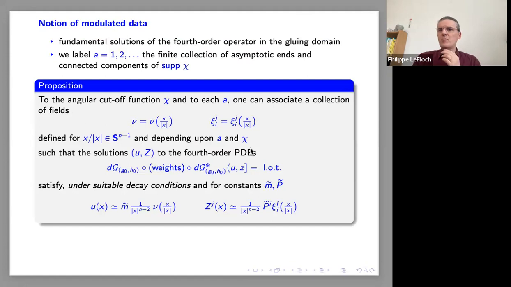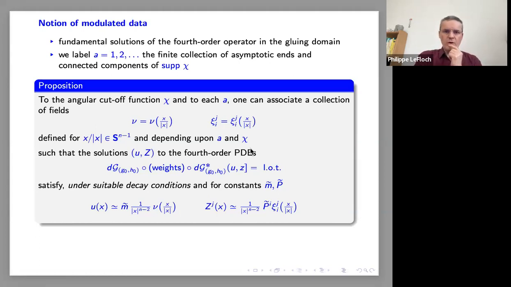And the ingredient comes from a kernel at infinity, basically, as you could guess. So we study the fundamental solutions of the fourth order operator, which is behind this analysis in the gluing domain, and we build a finite collection for each asymptotic end, for each connected component of the support of our angular weight. We build fundamental solutions, basically, and more precisely, we give a name to the main terms that describe the decay at infinity of U and Z, and this is given, as you can see, on the screen.